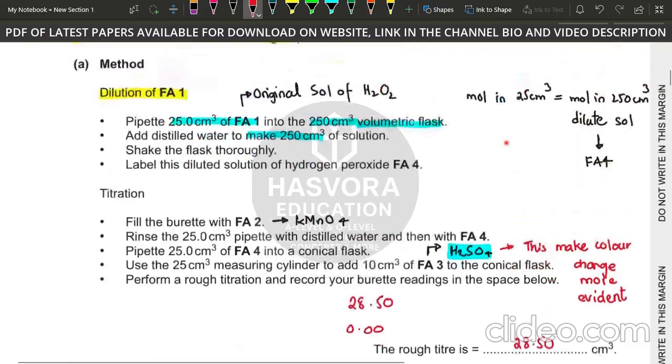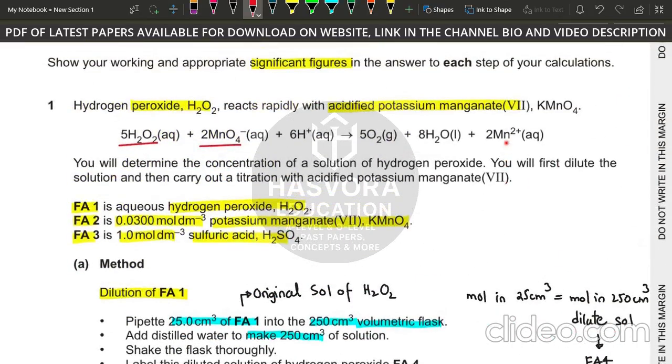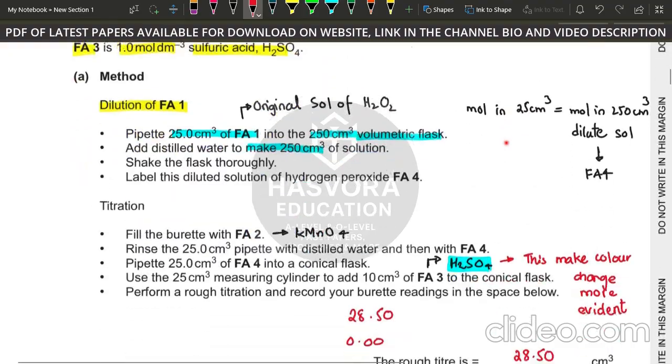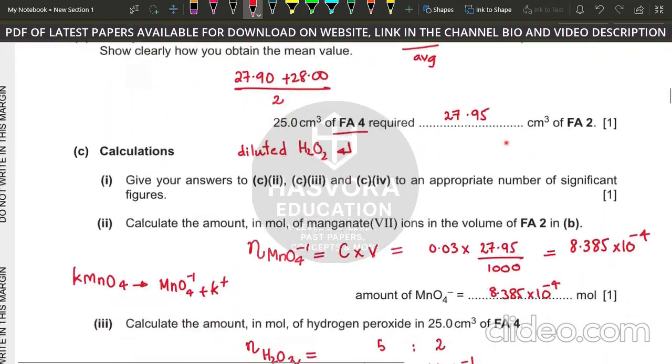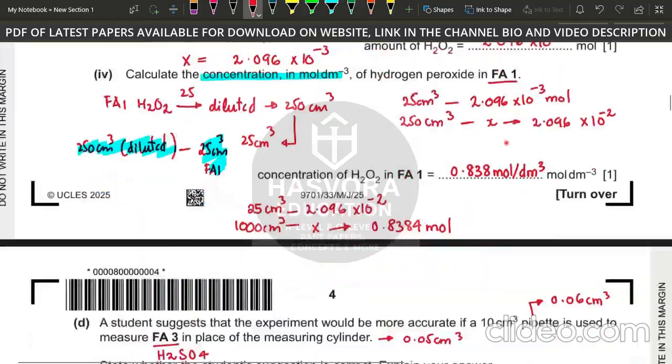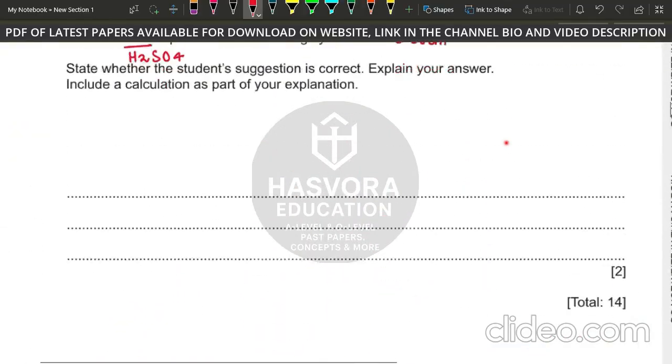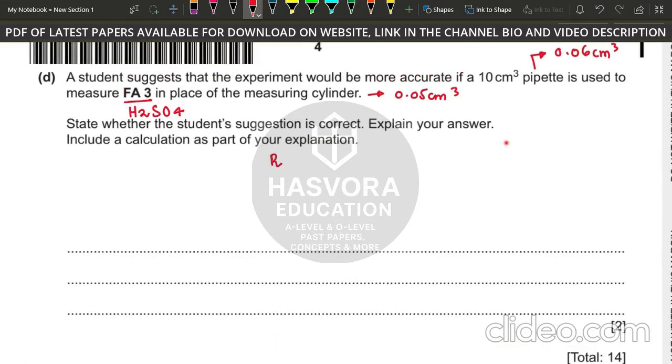So you can check the ratio, okay. It is 6 to 2, and we have the moles 8.385 × 10^-4. So you can just calculate the required moles.